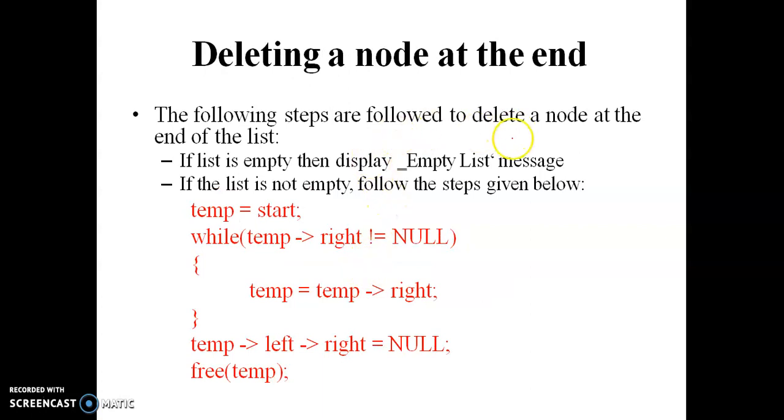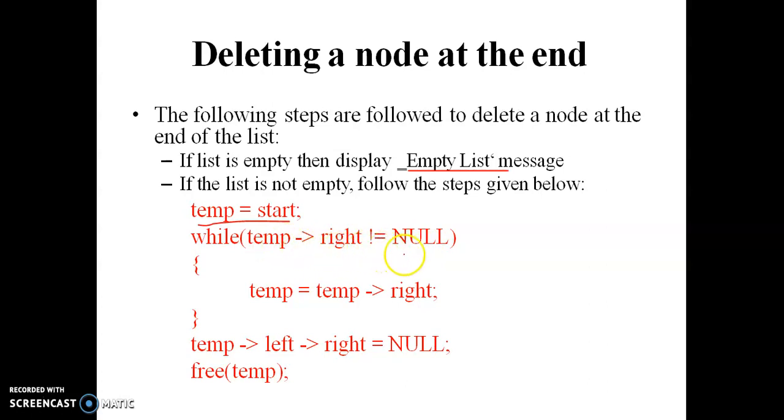Next, deleting a node at the ending. If the linked list is already empty, then we'll show the empty list. If it is not empty, then we'll take the start variable into the temp and we'll move the linked list up to the ending. So for that, we will move while temp of right is not equal to null, until temp of right becomes null.